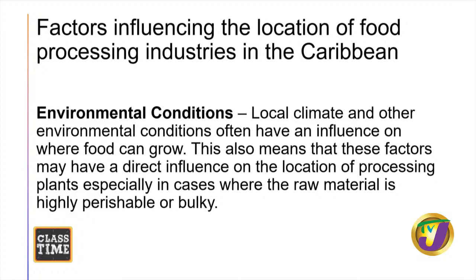And sometimes the type of food that is produced can actually influence the location of the plant because of the nature of that food, right? So if the food is a bulky commodity, as I had mentioned earlier, like for example, sugarcane, it has particular environmental conditions for growth, right? So it needs flat land, fertile soils, it needs a supply of rainfall and stuff like that.